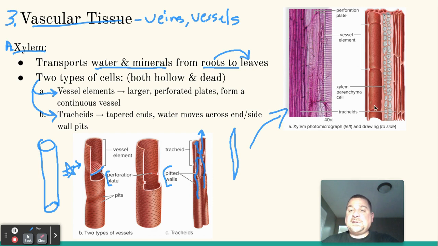If you look at the picture over here, here you see the vessel, and then over here you see the tracheids, with, for support, some parenchyma cells in between, just lending support to that vascular tissue. So remember, xylem, you got vessels and tracheids, and they are important for water and mineral uptake.